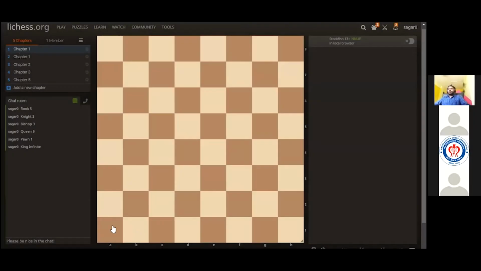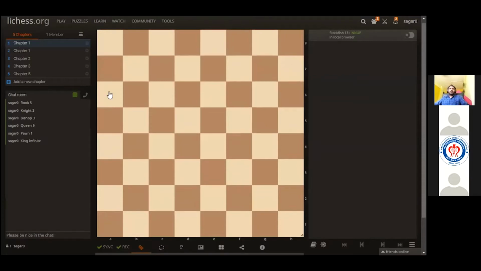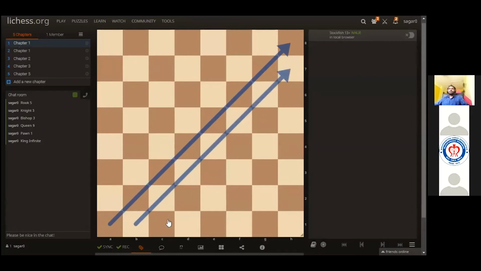A chessboard has 64 squares. In that we have standing lines, we call them files, F-I-L-E, file. Sleeping lines are ranks. And cross lines are diagonals. In chess we call it a diagonal.